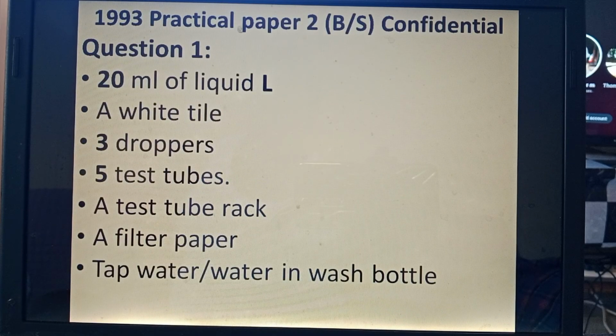I'll start as usual with the confidentials. So in question 1, we required 20 mils of liquid L. We are going to come and see how liquid L was being prepared. A white tile, 3 droppers, 5 test tubes, a test tube block, a filter paper, tap water, or water in a wash bottle.